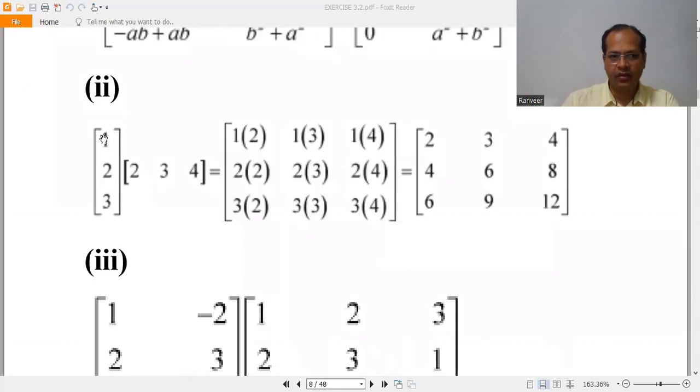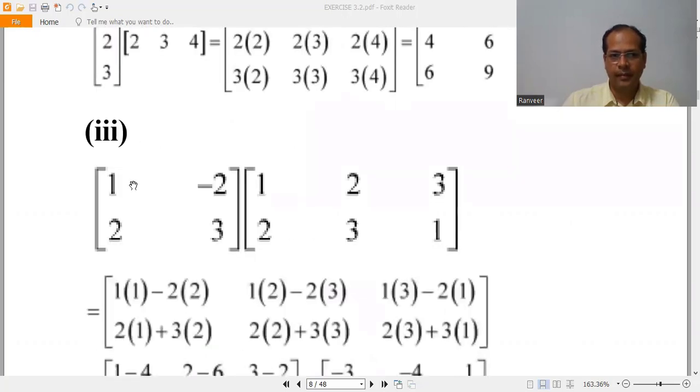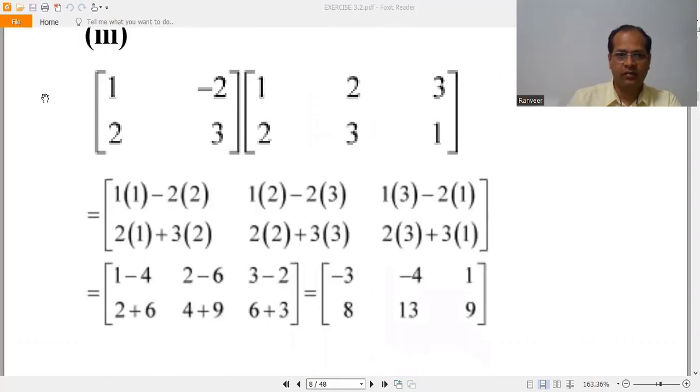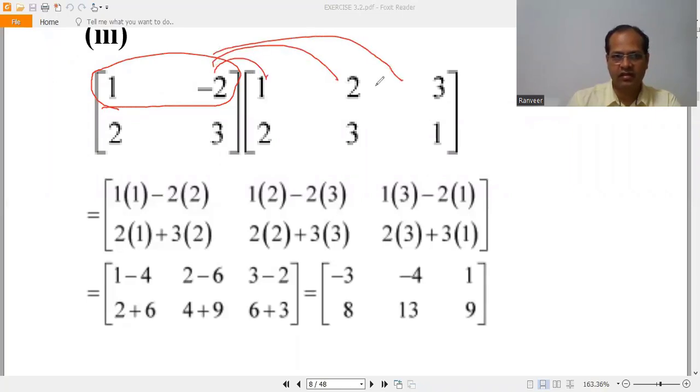This is the 9 element: 1,2; 1,3; 1,4. 1,2; 1,3; 1,4. 2,2; 2,3; 2,4. 3,2; 3,3; 3,4. This is the way. Similarly, this is the row and this is the column. So row by column, always follow this with this, after that this and this.